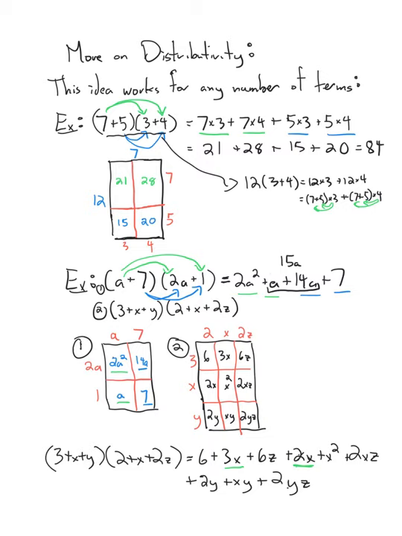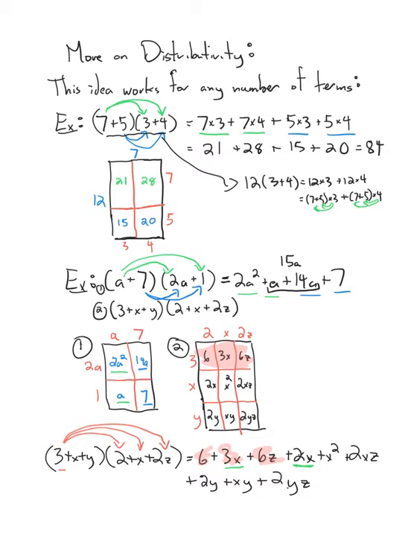Again, all we're doing here, when we do the first term times each term in the second bracket, so this 3 times 2, x, 2z, I'll highlight it in red here, that is this bit here. So that's the 6 and the 3x and the 6z. 3 times 2, 3 times x, 3 times 2z.